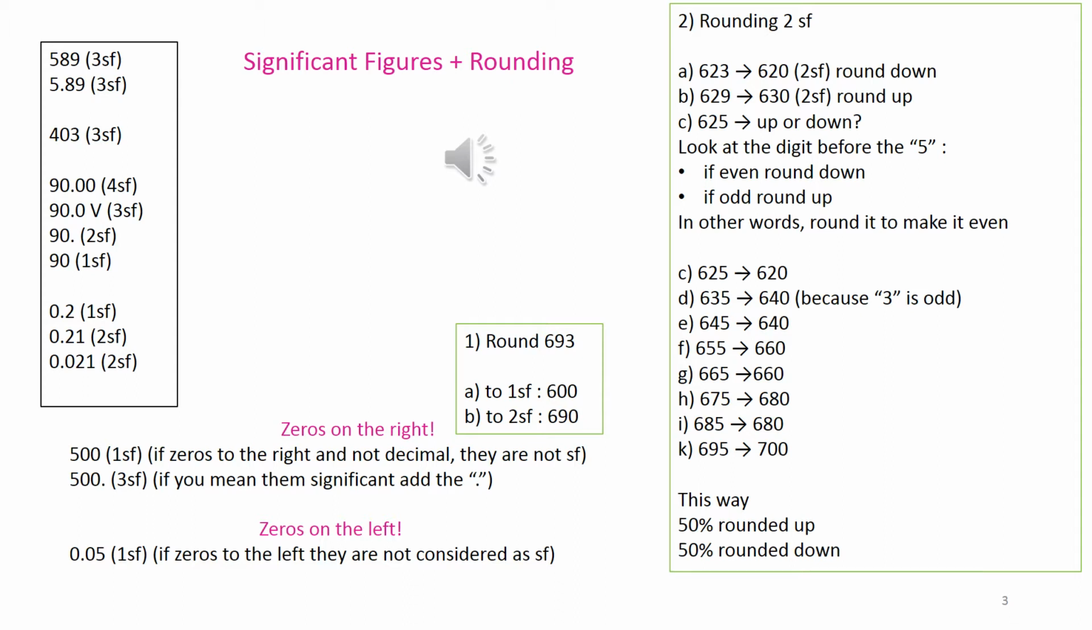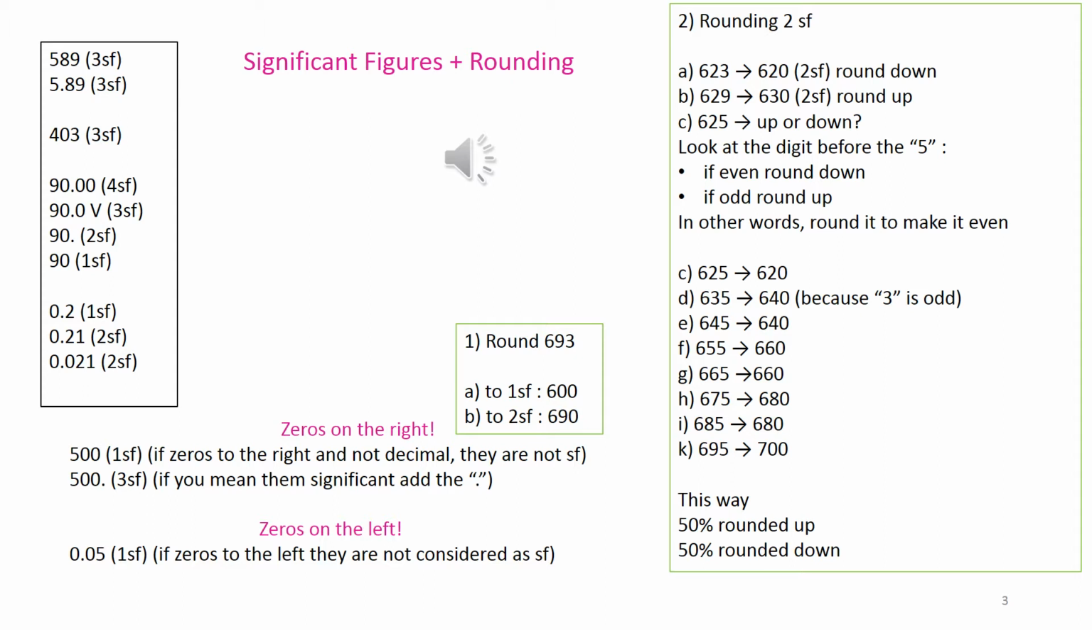Now, if you have some zeros on the right, remember that if it is a decimal number, the zeros count as significant numbers. For example, 90.00 has 4 significant figures. 90.0 is considered as 3 significant figures. 90 point without anything after the point has 2 significant figures. 90 without a point, no decimal, has 1 significant figure. Okay, so the only problem on the right is when you don't have a decimal: the 0 on the right will not count as a significant figure.